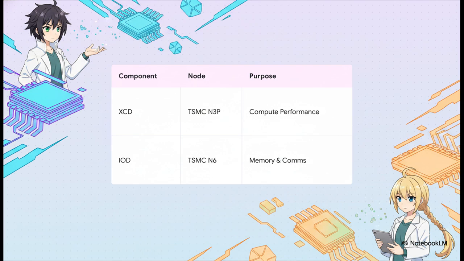AMD is actually mixing different process nodes right there on the exact same package. For instance, they use the absolute cutting-edge TSMC N3P node for the XCD compute chiplets, because that's where you need the raw performance. But then, they pair it with a highly efficient TSMC N6 node for the IOD infrastructure dies. This kind of heterogeneous integration is huge. It lets them optimize for maximum AI throughput and manufacturing efficiency at the exact same time.